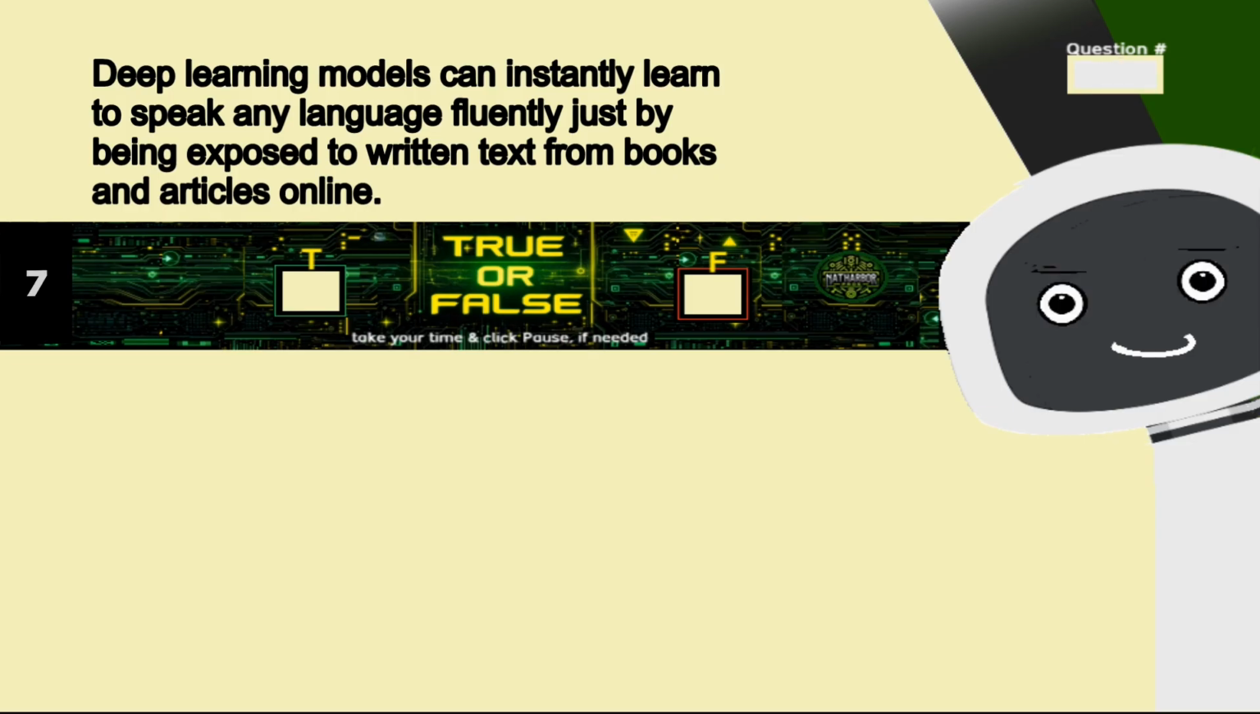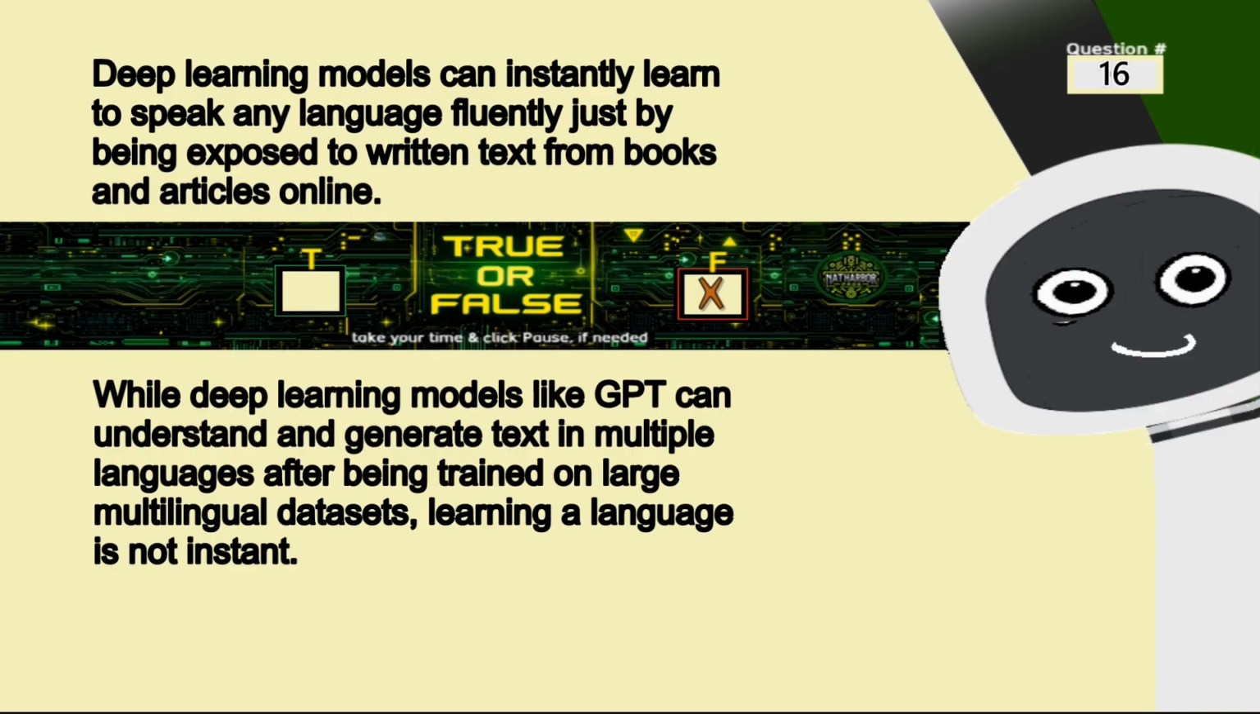True or false? Deep learning models can instantly learn to speak any language fluently by just being exposed to written text from books and articles online. This is false. While deep learning models like GPT, that's Generative Pre-trained Transformer, can understand and generate text in multiple languages, learning a language is not instant.